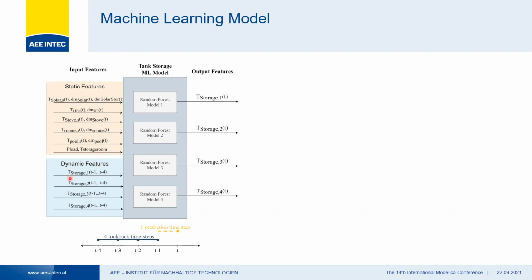In addition to the static features, we have dynamic features of the storage tank, which are all the 4 temperature layers, with a 1 hour look back at 15 minute intervals and a 15 minute prediction horizon. One of the most critical features in this dataset was the mass flow rate from each component.